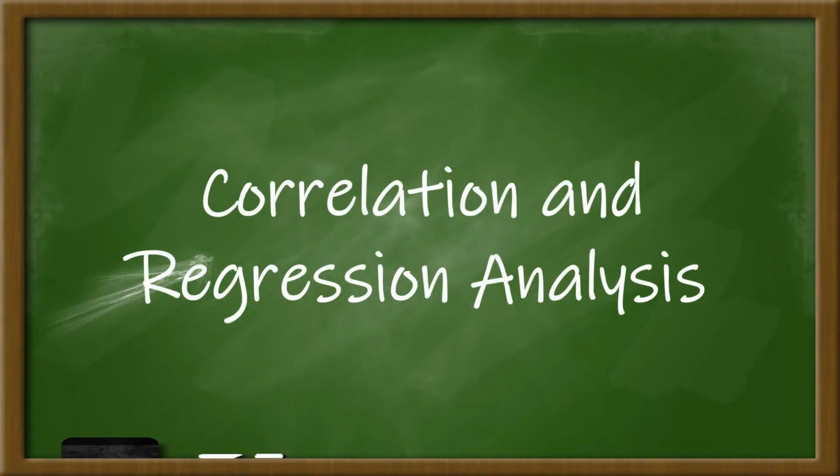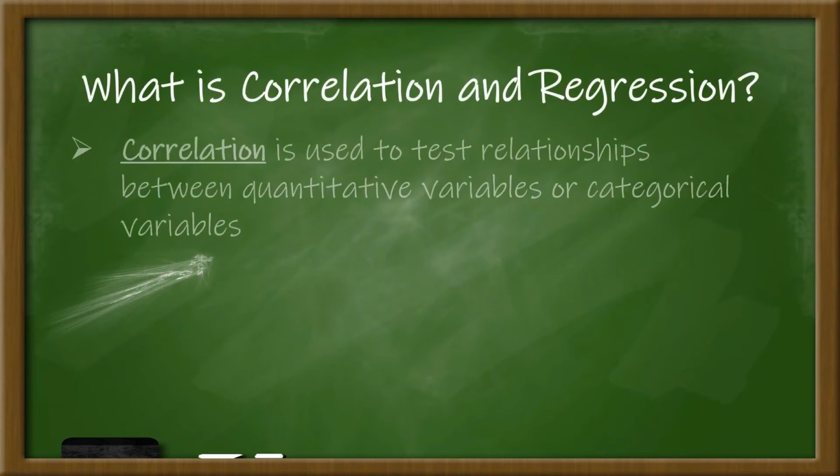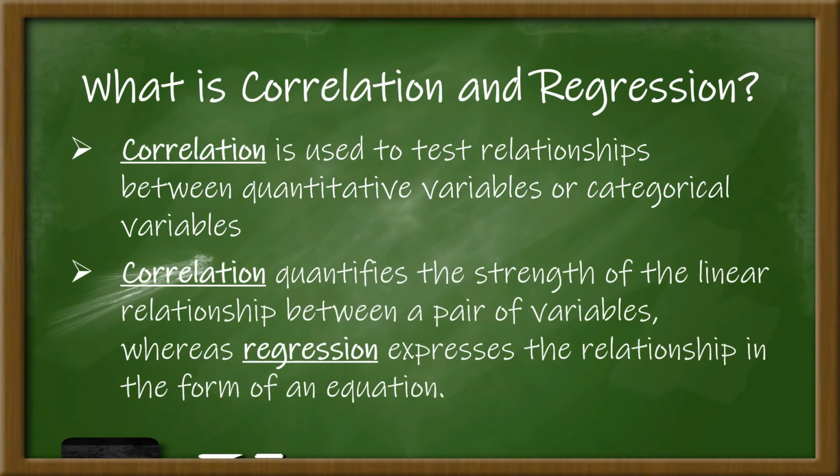The last part of the discussion is about correlation and regression analysis. When we say correlation, it is used to test the relationships between quantitative variables or categorical variables. In other words, it's a measure of how things are related. Correlation quantifies the strength of the linear relationship between a pair of variables, whereas regression expresses the relationship in the form of an equation. It is a statistical method used to evaluate the strength of the relationship between 2 quantitative variables. And correlation can tell you just how much of the variation in people's weights is related to their heights.